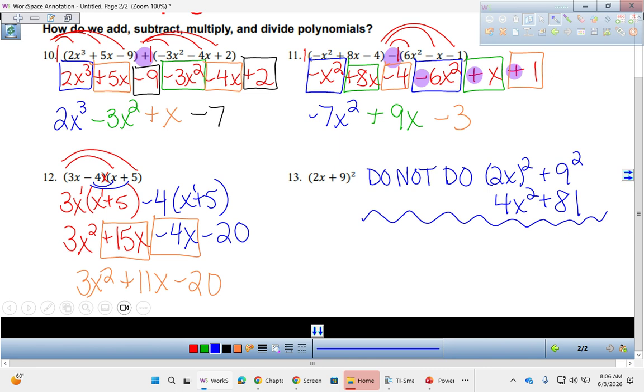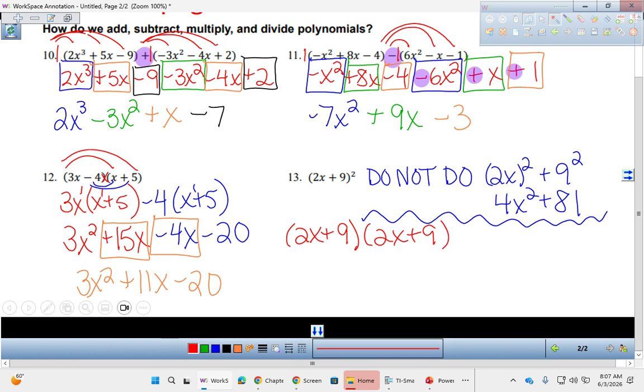What does it mean to square something? 5 squared means what? 5 times 5. So 2x plus 9 squared means 2x plus 9 times 2x plus 9. You gotta write it out twice first, and then do the multiplication. You are not just distributing in the 2.